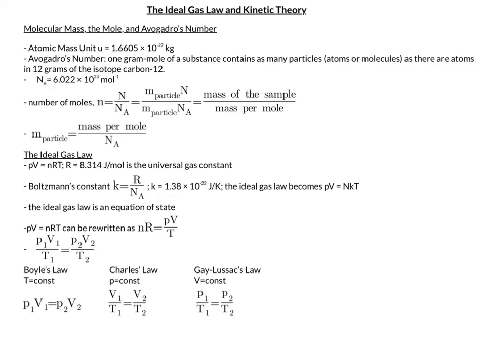Charles's law said that if the pressure is constant, then V1 over T1 is V2 over T2. And that makes sense now, once we know the ideal gas law. Same thing with Gay-Lussac. For constant volume, we end up with pressure over temperature equals pressure over temperature. So these equations will be very useful when we discuss thermodynamics.